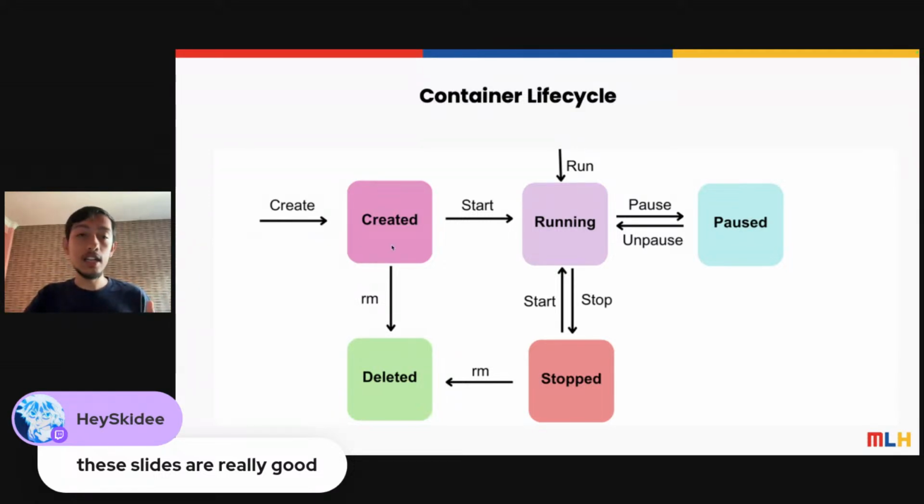So we first create the container. That is the first step that we need to do. And then we need to start the container. Once we start the container, it is in a running state, right? Or if you want to skip the create and start process, you can directly run the container. If you type docker run and then the name of the image, it will directly go into the running state without being in the created state.